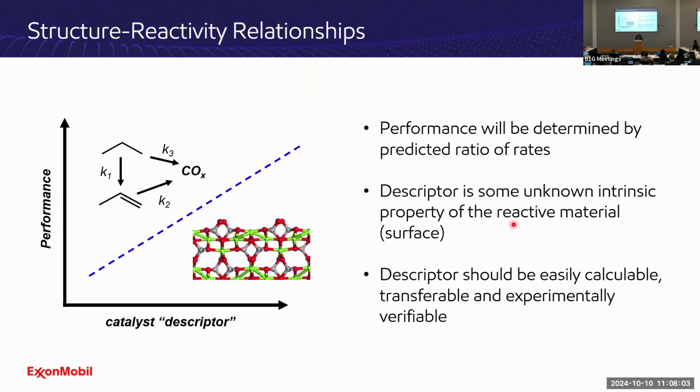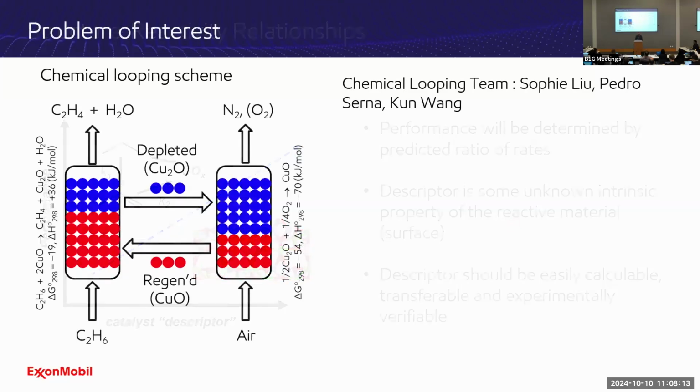The approach that we're going to choose is ultimately something more like this glass box type of approach, because I'm not capable of understanding these black box things and figuring out what's going on. The problem of interest that I'm going to present very briefly today is a trivial example for chemical looping using a metal oxide.